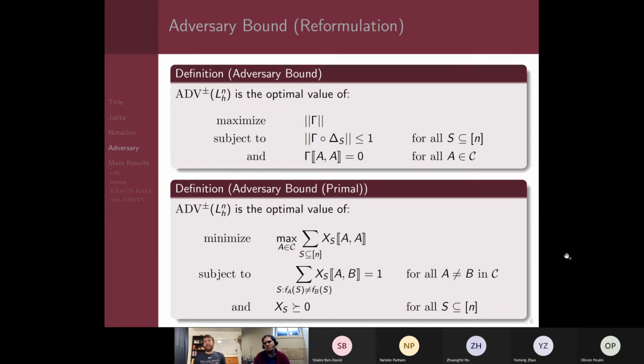And moreover, it satisfies this condition that whenever f sub A of S is not equal to f sub B of S, so whenever for some set A and for some hidden set B, they would differ on this set S, you're taking the submatrix, the AB entry of the submatrix, and the sum of those has to always be 1 for every A not equal to B in the concept class.